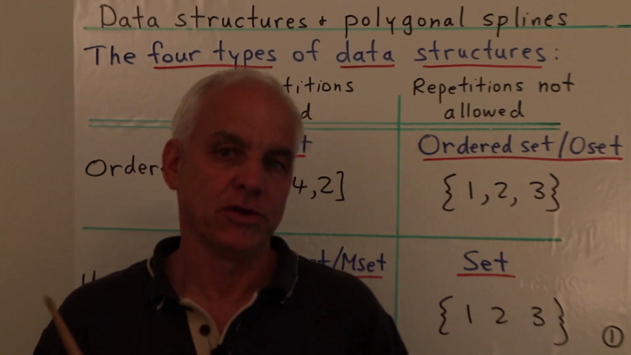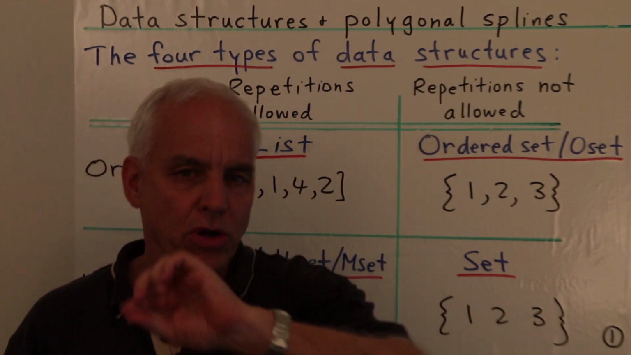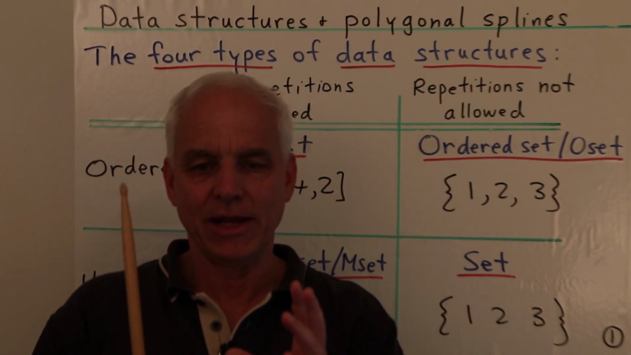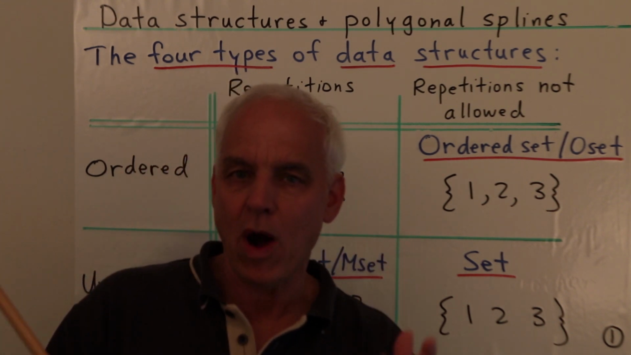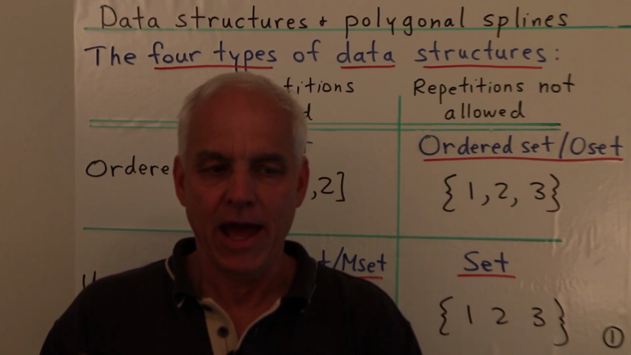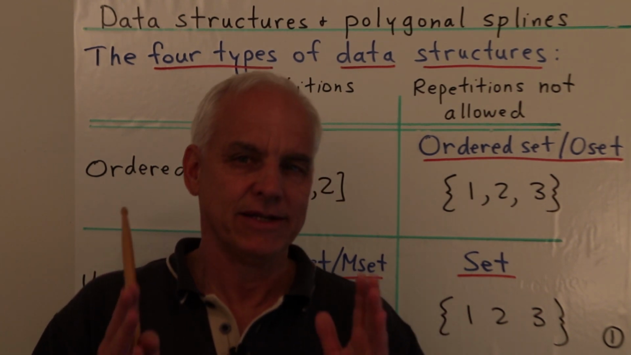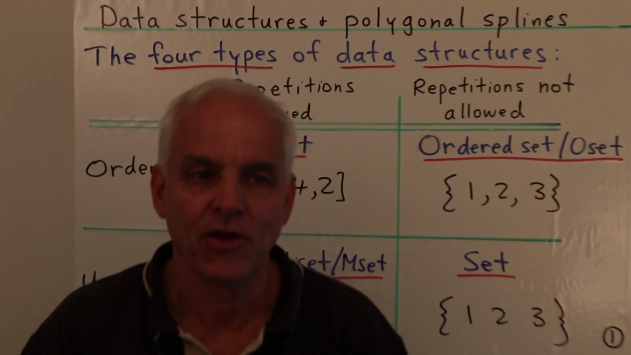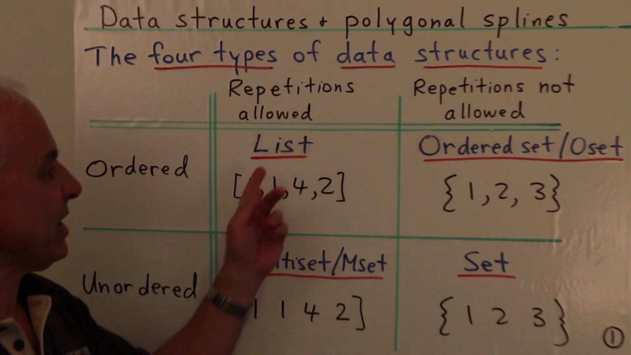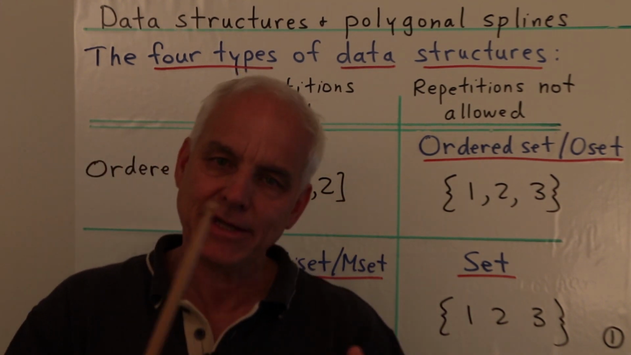In this video we're going to introduce polygonal splines, which are more general tools that will allow us to integrate over a wider range of paths. And in order to introduce these polygonal splines, we have to have a little bit of a look at data structures in mathematics. We want to talk a little bit about lists, ordered sets, multisets, and sets, and extend that discussion a little bit.